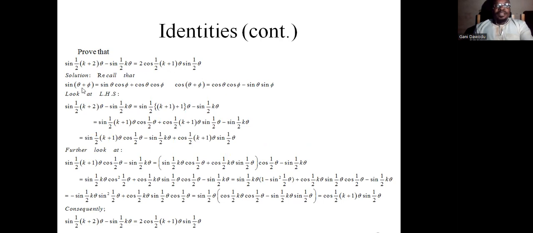Solution, just recall that the expansion of the sine ratio is this, while the expansion of the cosine ratio is this. All right. Let's look at the left-hand side. It seems that it is more complicated than the other one. Now, this we will rewrite as this. Once we rewrite it as this, we will now carry out the expansion. It will fetch us this.